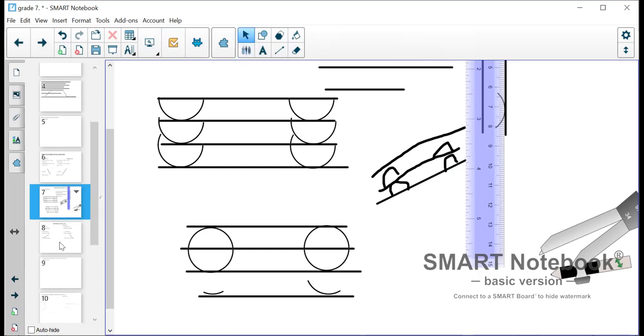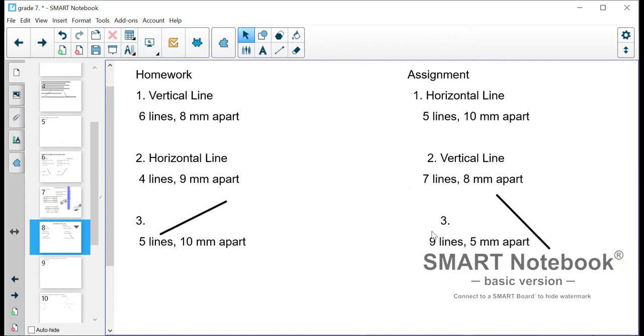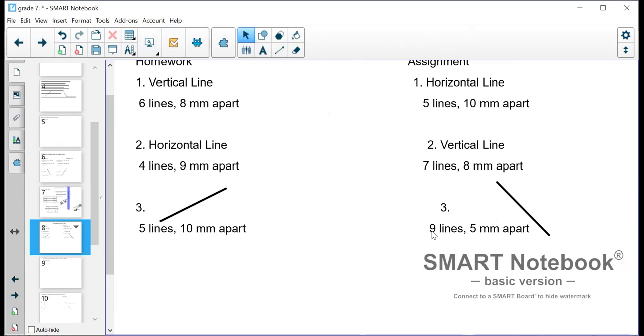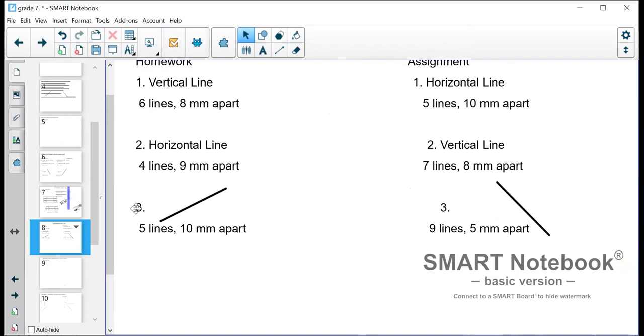All right, for your homework, here it is, your homework and your assignment. Ensure that you complete them. And that video will help you to complete all of these. All right, the amount of lines are given, 5 and 4 and so on. The distance apart is also given, so please observe those distances.